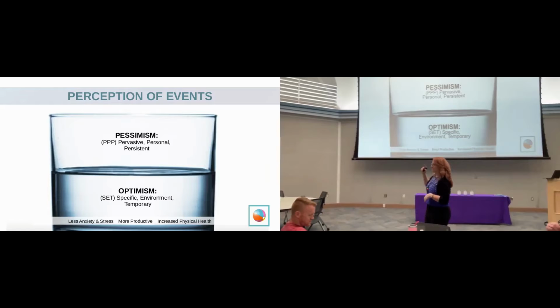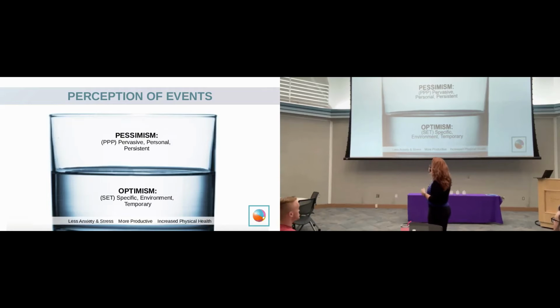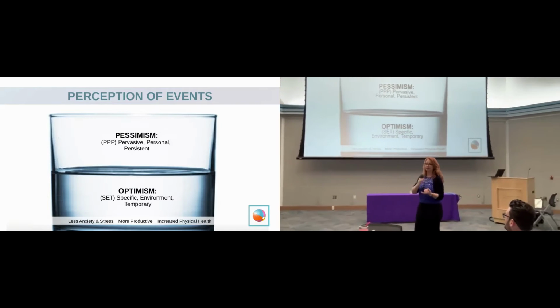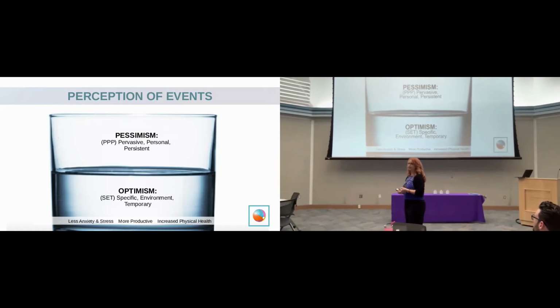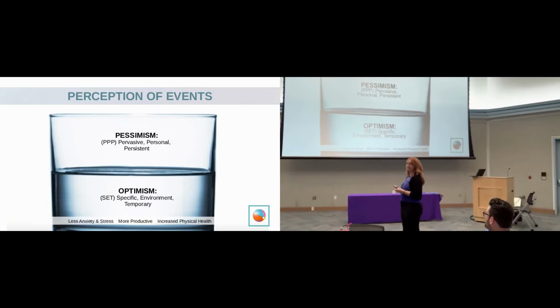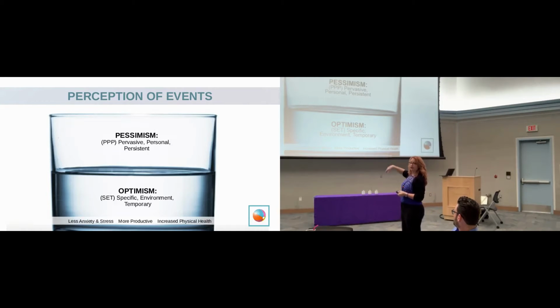So when you look at perceptions, when an event occurs, how do you actually interpret that event? A pessimist interprets that event as pervasive, personal, and persistent. And an optimist does the opposite. It's specific, it's based off the environment, and it's temporary. What's really interesting is that's what it looks like if it's a negative event. If it's a positive event, it's actually reversed.